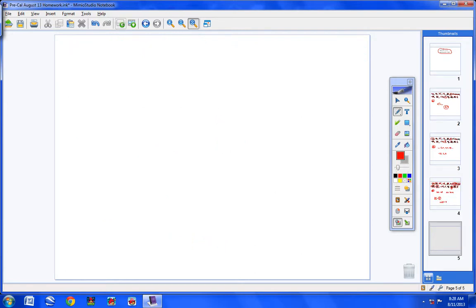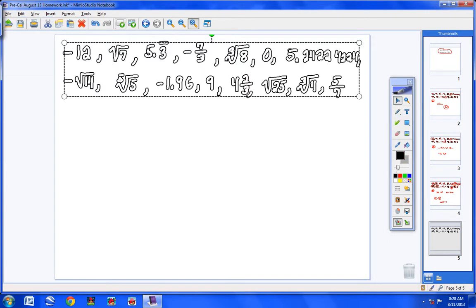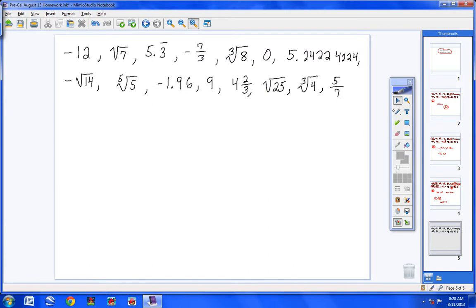Alright, let's take a look at the next problem in your book, number 4. Which ones are the natural numbers? Based on the definition that I gave you, the natural numbers start at 1 and move to the right. So 1, 2, 3, etc. Note the 0 would not be a natural number. So that's not a natural number. That's a negative number. No, no, no, no, no, no.